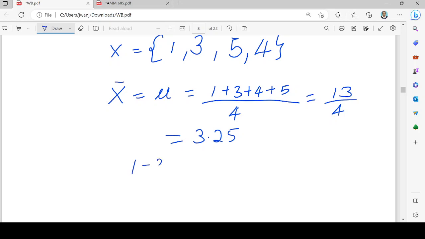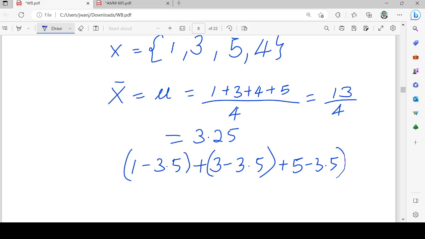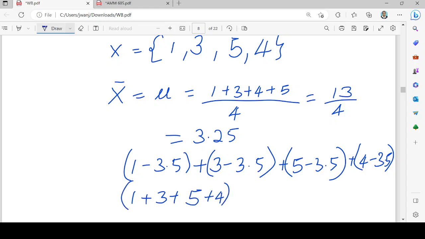So if we now subtract 3.25 from each of the values, then add the results. That is 1 minus 3.25 plus 3 minus 3.25 plus 5 minus 3.25 and plus 4 minus 3.25. If we work out all this, the result is the same as writing 1 plus 3 plus 5 plus 4 minus 3.25 plus 3.25 plus 3.25 plus 3.25. This is 4 times because we have 3.25 four times.